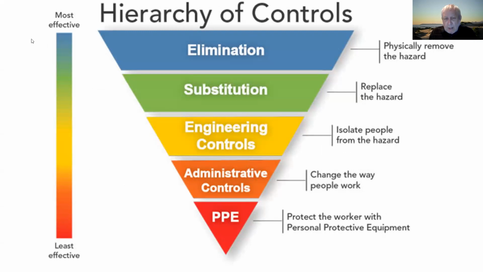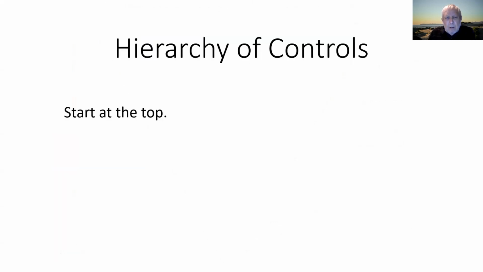So we've got elimination, physically remove the hazard. You should know what elimination does. Substitution, replace the hazard. Engineering controls, isolate people from the hazard. Administrative controls, change the way people work. PPE, protect the worker with personal protective equipment. You can also see on the left-hand side there the bar that's kind of the same colors. It's the most effective to the least effective. Pretty simple diagram here to understand.